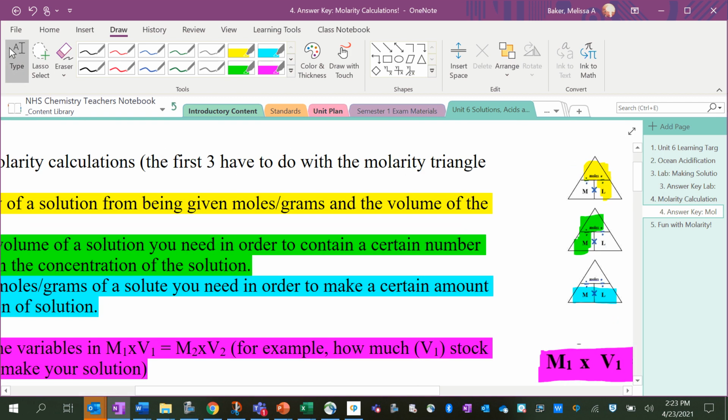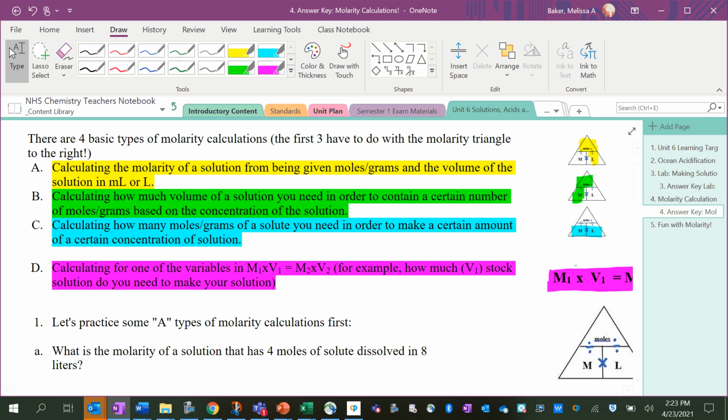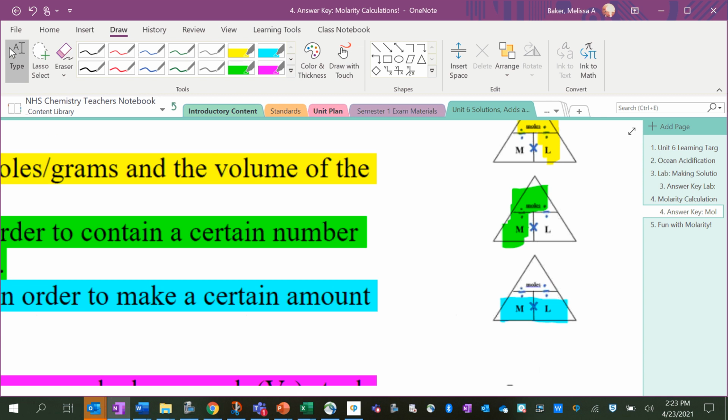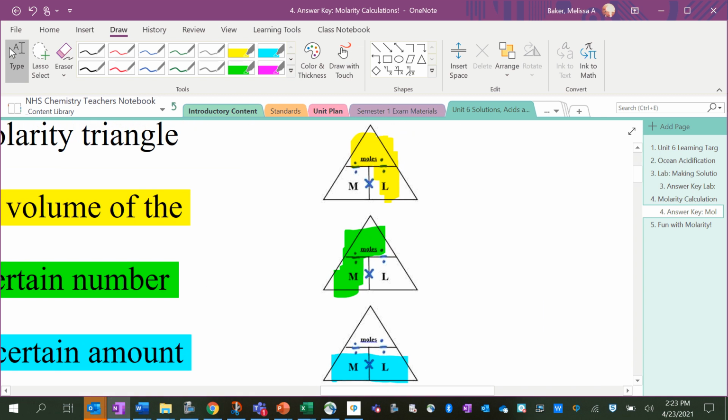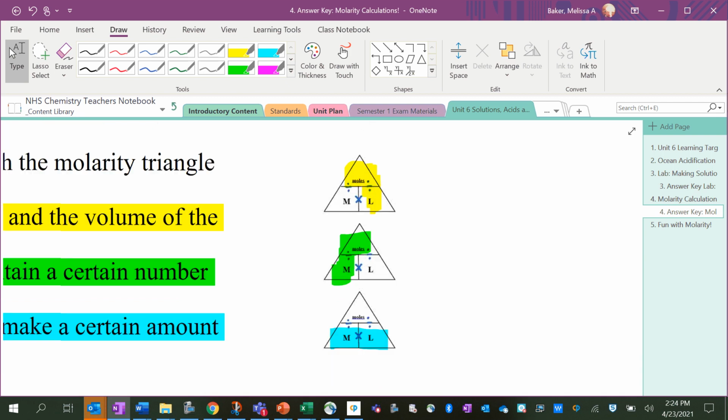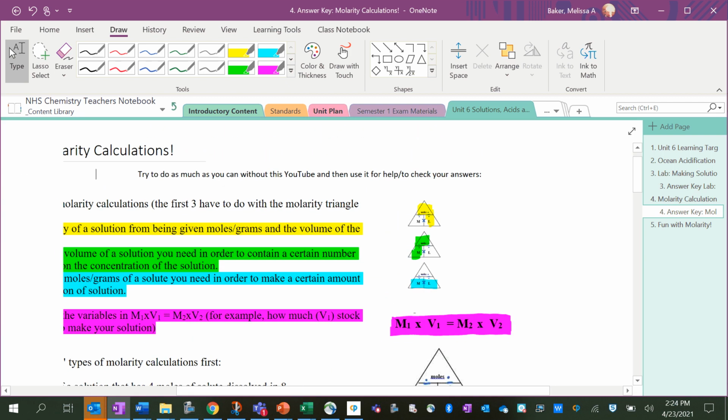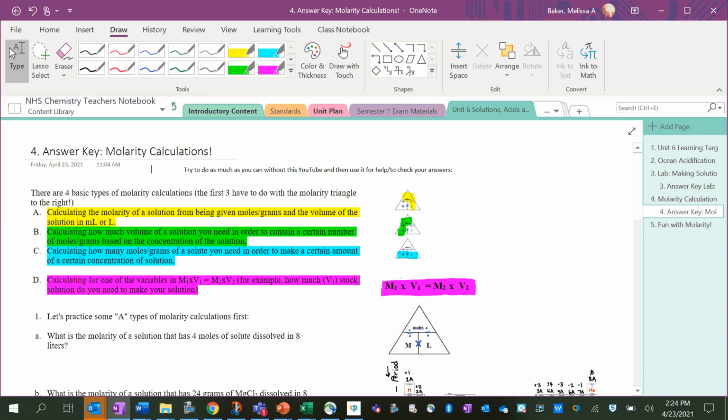Another type of question that you're asked sometimes is how to calculate how much volume of a solution you need in order to contain a certain number of moles or grams based on the concentration of the solution. So in this case, if you put your thumb over the L, you would do moles divided by molarity, which would give you liters. And sometimes you may need to multiply by 1,000 to convert it back into milliliters.